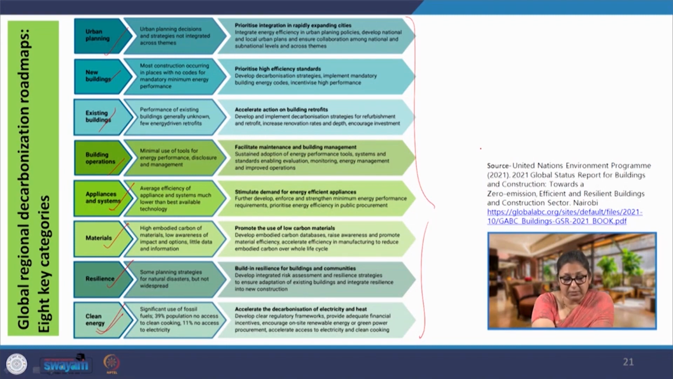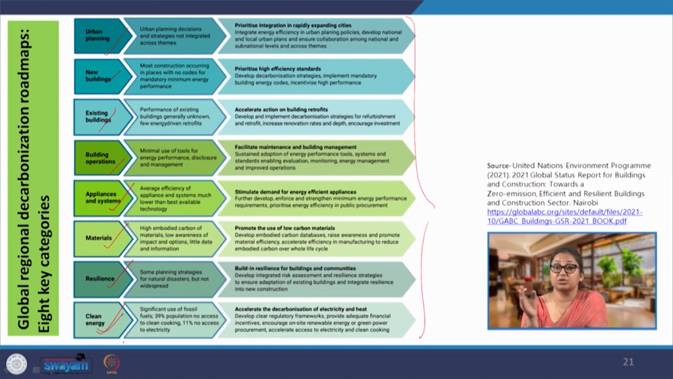For example, if we are looking at urban planning, we have to prioritize integration in rapidly expanding cities. We are talking about transportation, densities, and the expansion, horizontal as well as vertical, of the city, and each of these policies has a direct impact on almost the entire life cycle of a building. So, if we have to reach net zero emission, we have to prioritize integration in rapidly expanding cities. We have to prioritize high efficiency standards.